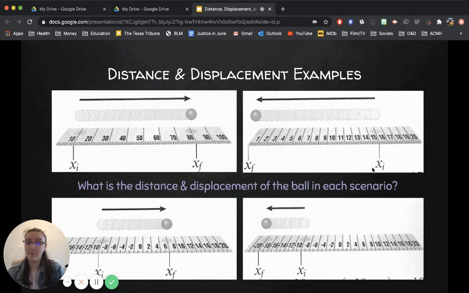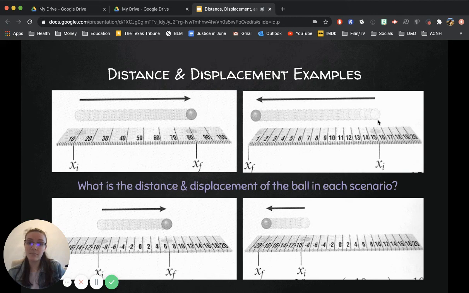Check out these examples. What is the distance and the displacement of the ball in each scenario? So in the first one, in the top left, we've got it starting at about 10 centimeters and ending at 80. So this ball, I do 80 minus 10, final minus initial, to get that the ball has moved 70 centimeters. Distance and displacement is going to be 70 centimeters to the right.